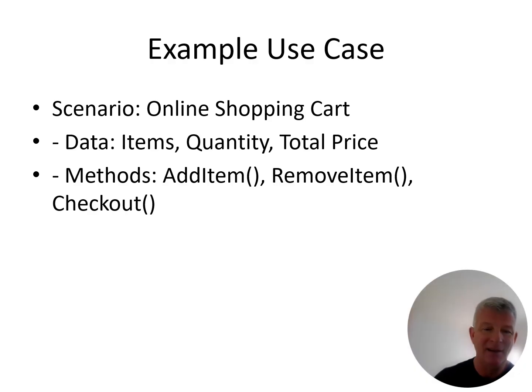Okay? So online shopping cart, right? Let's look at this. Let's go through an example use case. Online shopping cart. Our data is items, quantity, and total price. Our methods are add item, remove item, and then checkout. These methods control these variables.